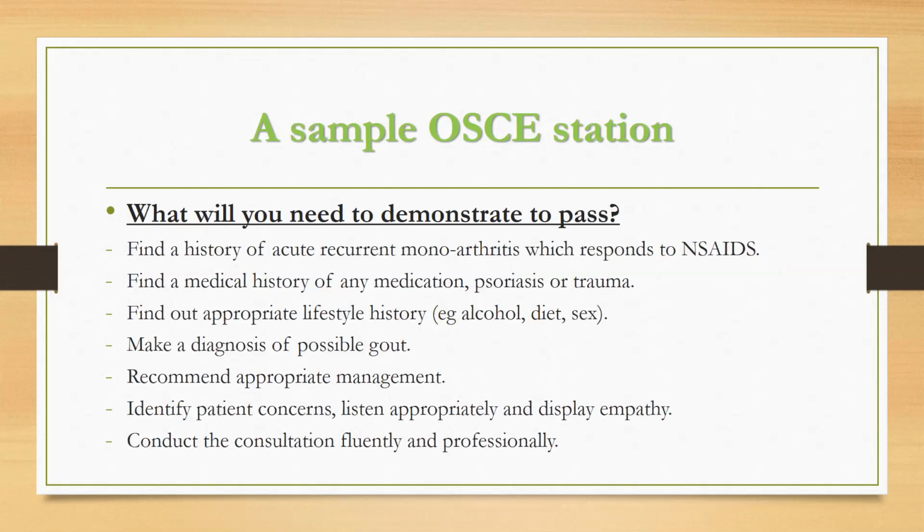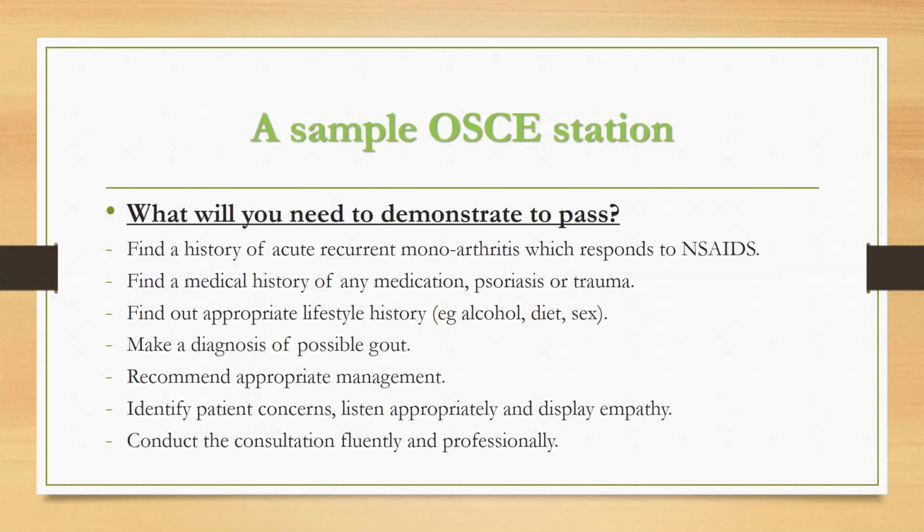Second, to pass this station you have to find the medical history of any medications, and any trauma, as we mentioned, to rule out trauma as a cause. Also whether the patient has psoriasis or similar conditions; some medications like diuretics can precipitate a gout attack. So you have to ask about the medical history in this case. You also have to find out the appropriate lifestyle history: if the patient is drinking alcohol, and what type of food he's eating. Sometimes a high purine diet can precipitate a gout episode.